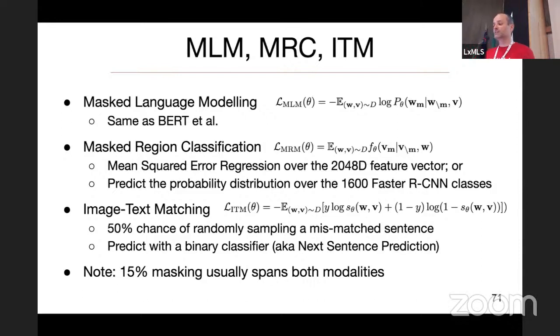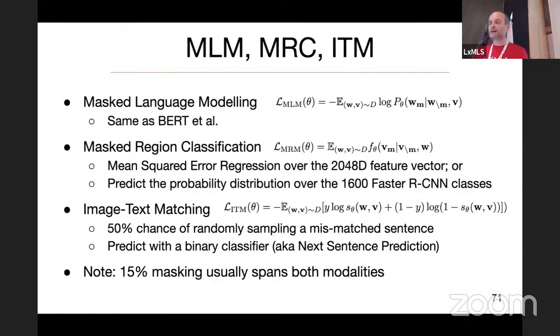The masked region classification can be formulated in a few different ways. You can either do a mean squared error regression directly onto the feature vector that should have appeared in the input, or you can try to predict a probability distribution over the object classes that the Faster RCNN model knows about. Both of these variations are tried and explored in many different types of vision and language models over time. Which one seems to work best? I have always been a bit confused about this, but generally speaking, I think people combine many variants of this together.